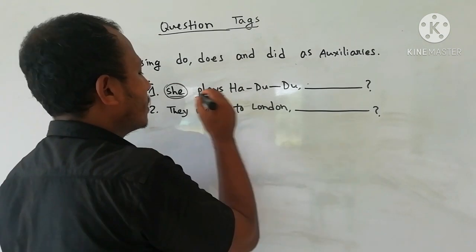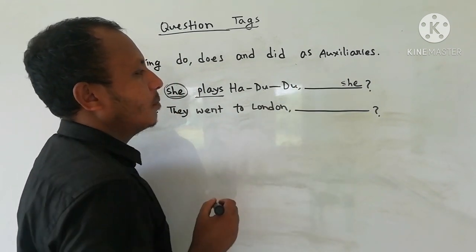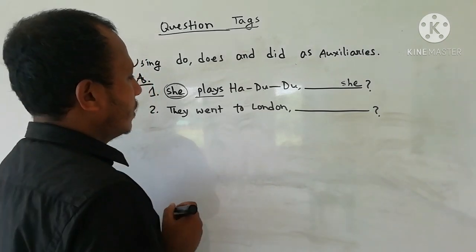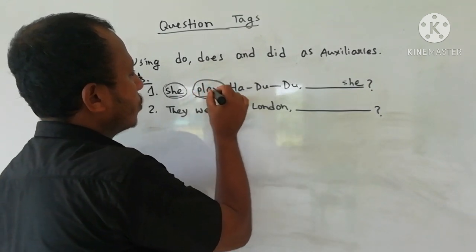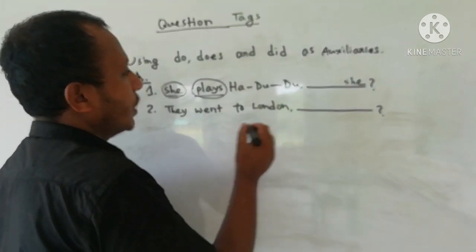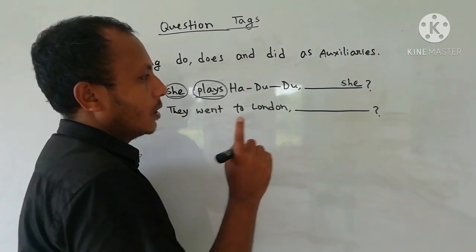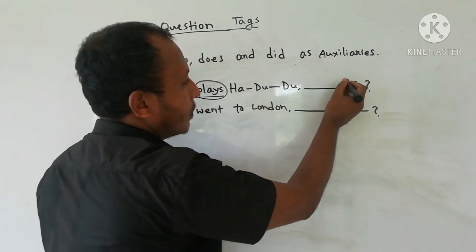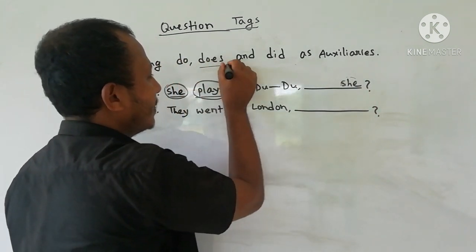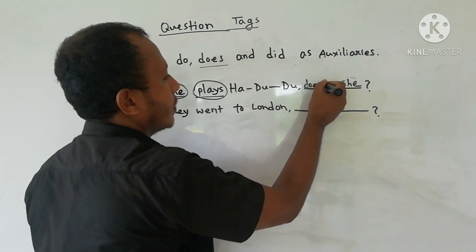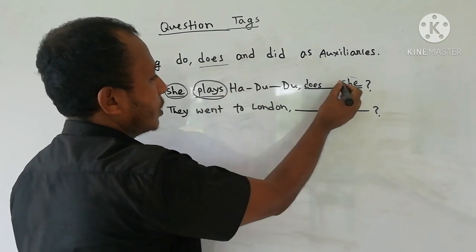Here she is the subject and we have to use an auxiliary verb. As there is no auxiliary, you have to use do, does or did. If the subject is third person singular number in present tense, please listen again, we have to use does. If the sentence is positive, the question tag will be negative.